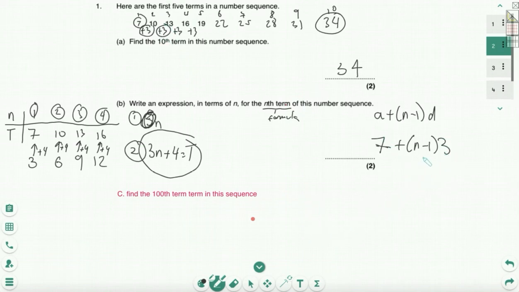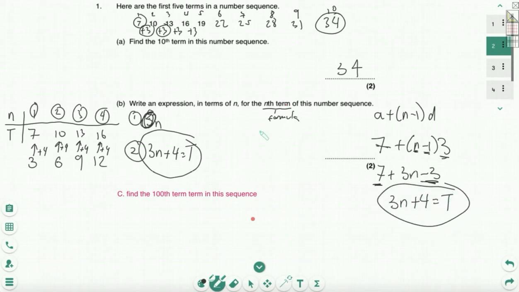All right, let's expand the brackets. So it'll be 7 plus n minus 1 times 3, which means n minus 1 multiplied by 3. So n times 3 is 3n. 3 times negative 1 is negative 3. Let's combine the terms. 7 minus 3 is positive 4. So it's going to be 3n plus 4 that will give us our nth term. And great, our answers are matching, okay? So feel free to choose whatever method you want to use. You don't have to use both.